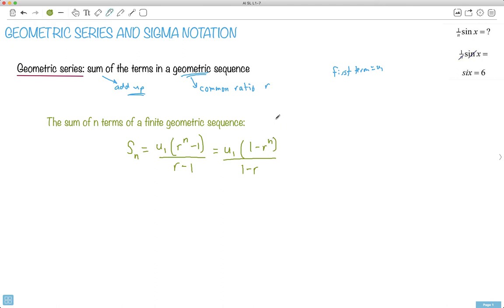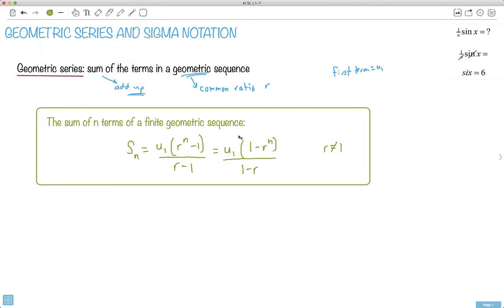Let's actually try to put it in practice. By the way, are there any limitations to this? There is. There's an issue with the domain. You cannot make R 1, because if you make R equal to 1, 1 minus 1 gives you 0. You can't divide by 0. So we'll say R can't be 1. There we go. I think that'll be good. So this right here is what we're going to use.